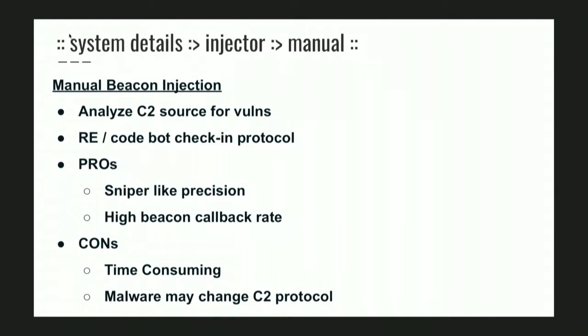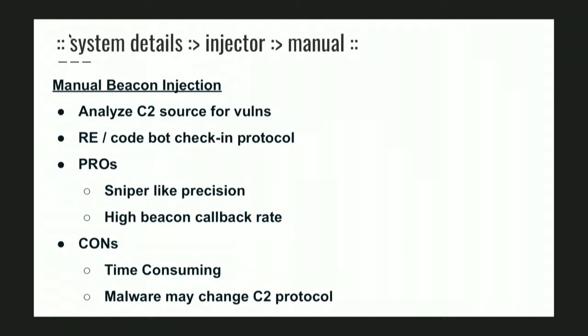So let's go over the manual injection method. This requires us to have a copy of the C2 source code. This might be one of the malware kits that are freely available to download, or one of those kits that were once sold in underground forums that has since leaked. We can study the C2 source code for stored cross-site scripting vulnerabilities, and then write a fake bot or emulator as if we're checking in to that C2.